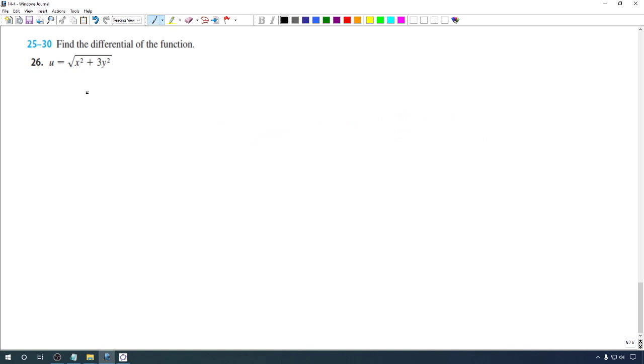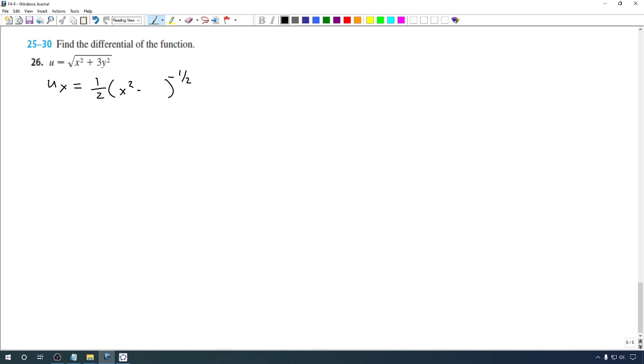Here we're being asked to find the differential of this function, and while they don't ask us to approximate anything using that differential, let's go ahead and do that once we've figured out the differential. Now, of course, that does mean that we need to know the partial derivatives. What is the partial derivative of this with respect to x? Well, we have to use the chain rule, of course. So the derivative of the square root of something is 1/2 times what's inside there to the negative 1/2, and we'll simplify that in a moment.